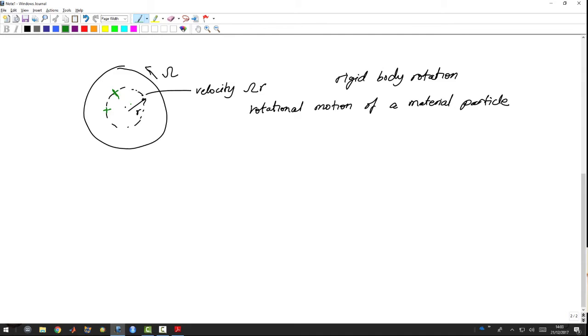But because of the rigid body rotation, the overall curl of velocity in this case will also be non-zero. So we do have local rotation in this case, because the object itself is rotating.